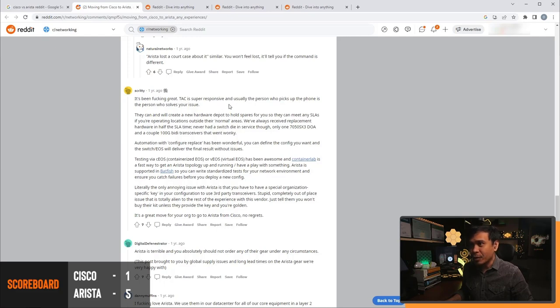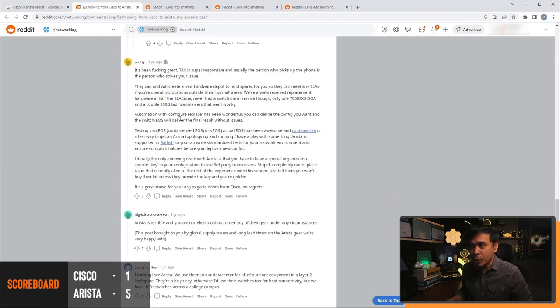TAC is super responsive, and usually the person who picks up the phone is the person who solves the issue. Okay, automation with configure replace has been wonderful, and testing with EOS has been awesome. Again, EOS is the operating system of most Arista devices. It's a great move from our organization to go to Arista from Cisco, no regrets.